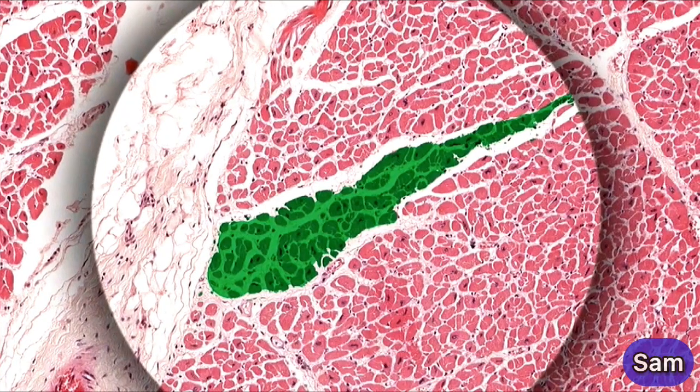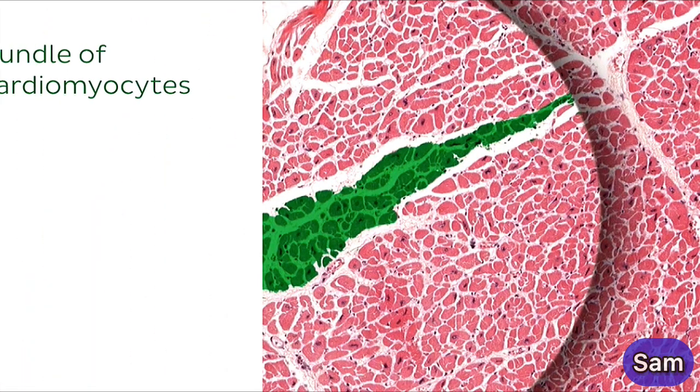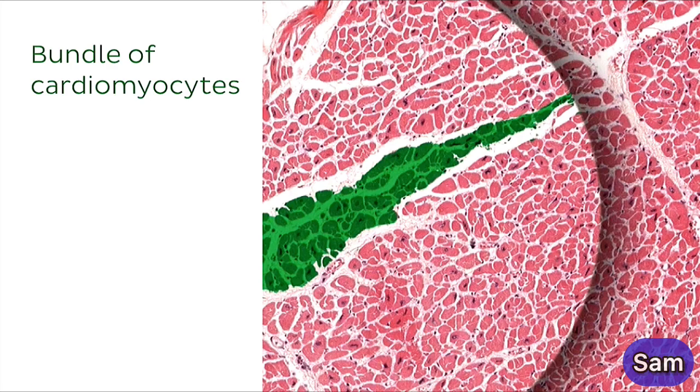It's also worth mentioning that cardiac muscle consists of bundles of cardiomyocytes such as the ones seen here in this micrograph. These bundles are surrounded by a tissue called perimysium.